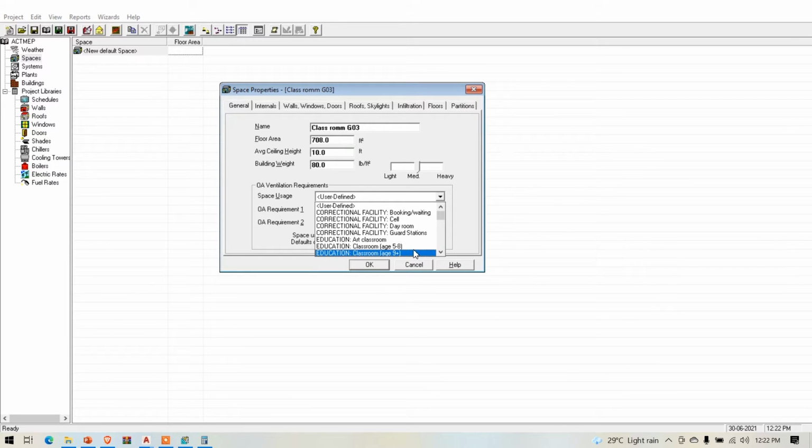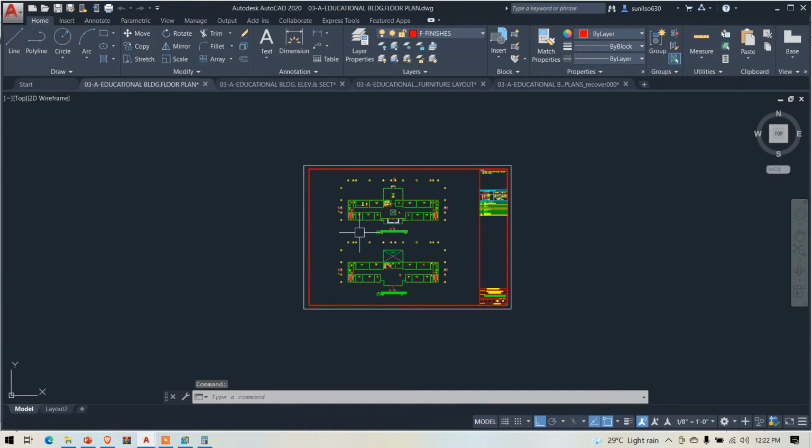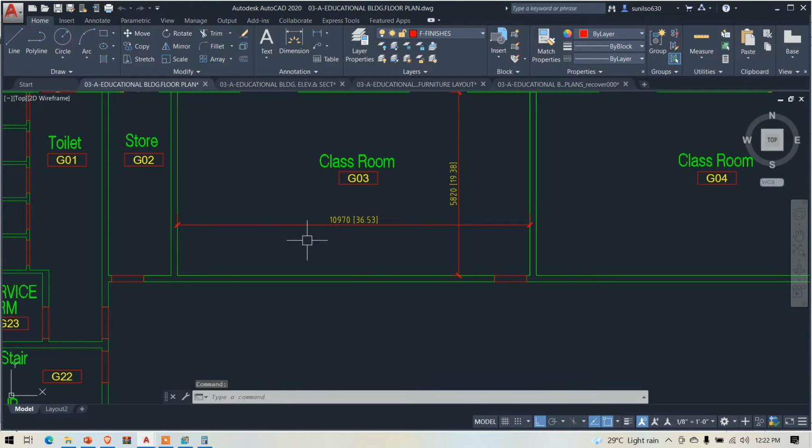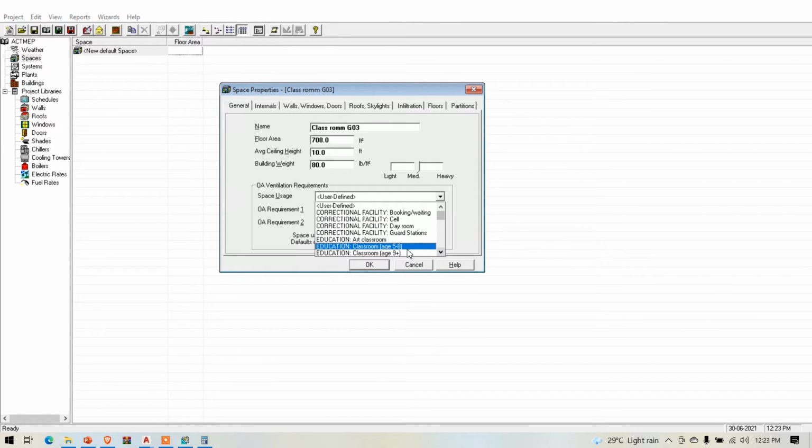Under the classroom we have two types of classrooms over here. One is called classroom age of 5 to 8. Another one is classroom age of 9 plus. Now we have to ask the client what they are going to dedicate this classroom for, whether this classroom is for LKG or for 6th standard or 10th standard, that we have to know. If you don't know that, for the safer side, we can always go with a lower age value. Whenever it goes with a lower value, automatically you are going to get more fresh air. So here I am going to consider classroom age of 5 to 8.